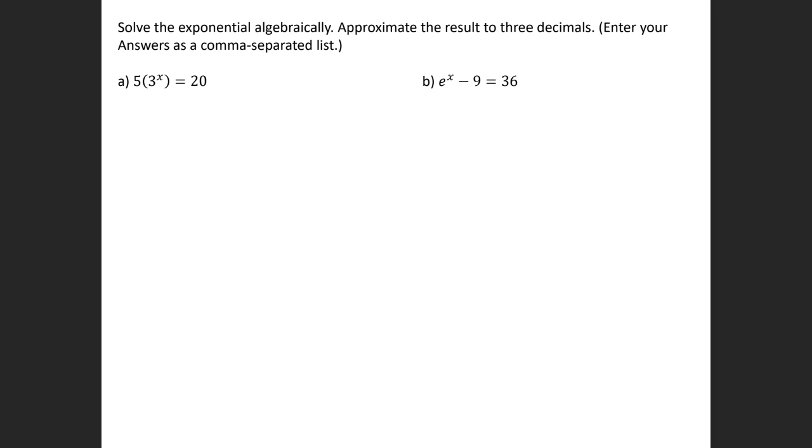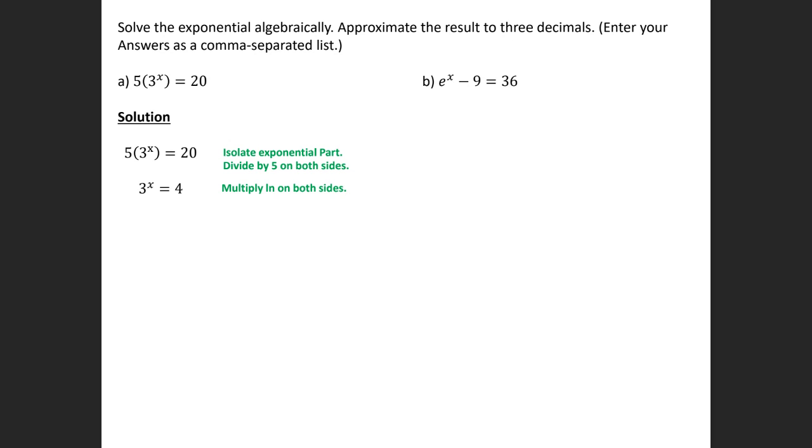So the first thing that I want to do is isolate the exponential equation. So for A, the first thing I'll do is divide both sides by 5. And it's going to give me 3 to the x is equal to 4. On this one, I cannot use my one-to-one property because there's no way that I can make 4 into a base 3.